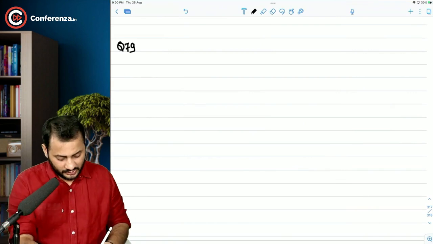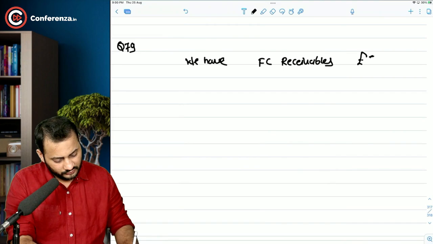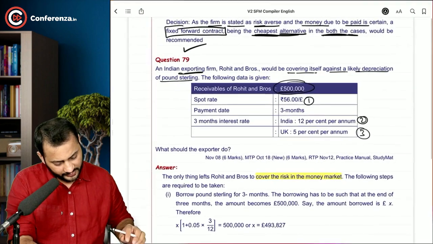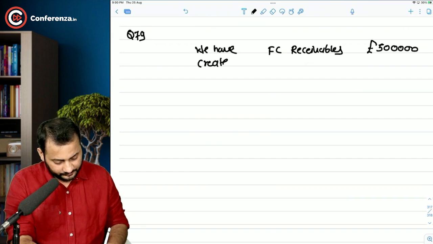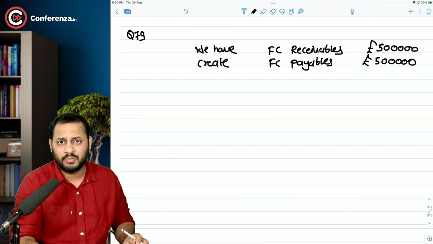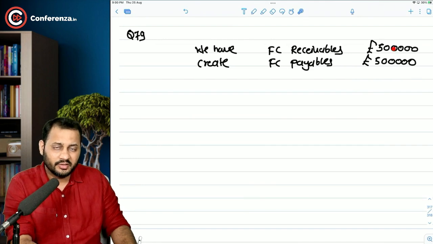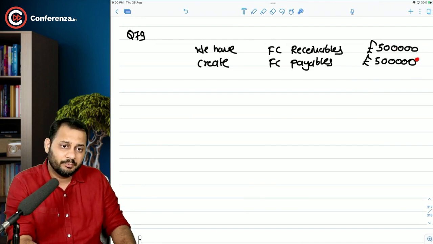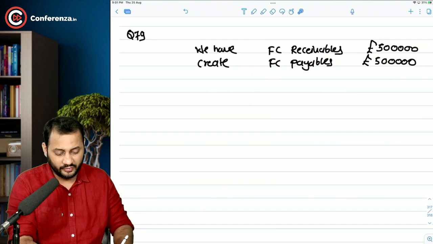See, we are the exporter. We have foreign currency receivables. How much? 5 lakh pound. Am I right? Yes. So, under money market hedging, create foreign currency payables. Create a situation in such a manner that after 3 months you will have to make a payment of 5 lakh pound to that company. So that when this customer is ready to make the payment to us, we will ask him to make the payment to this bank from whom we have borrowed. Why will the payable be there? Because we are borrowing.